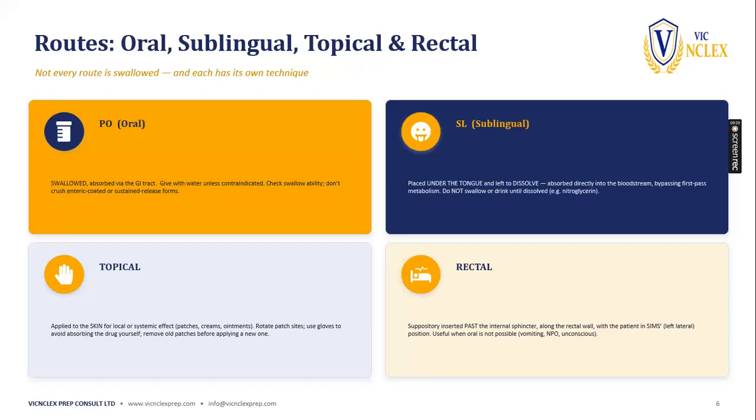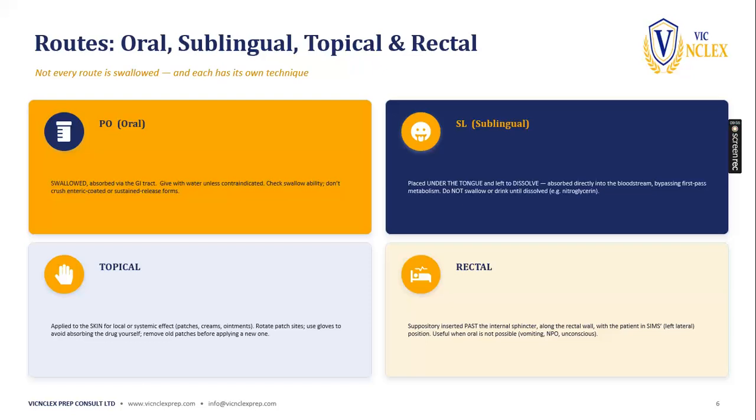One thing about oral is that it usually is contraindicated if the client cannot tolerate water, because if you can't drink water, you can't swallow that medication. So we give oral with water, except if the client can't drink water, then we can't go through the oral route. So before you give oral medication, you need to check the client's ability to swallow. If the client can't swallow, there is no need.